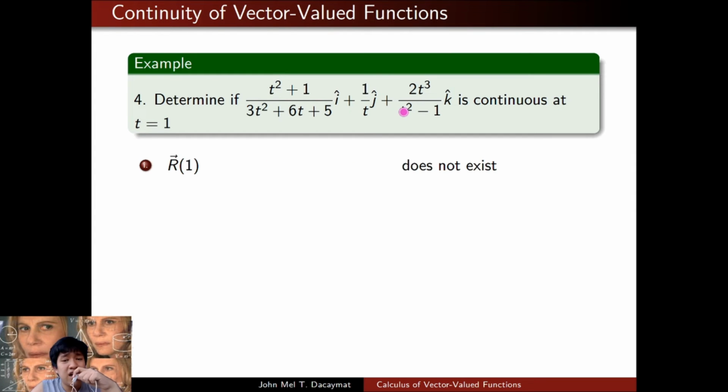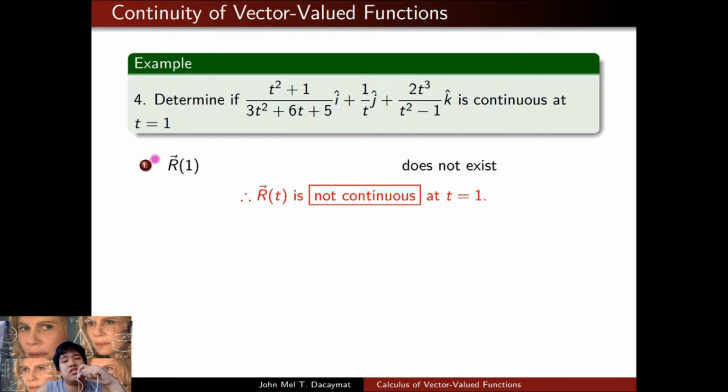So, dyan pa lang, you can already stop. You don't have to check the second condition, the third condition. Function value does not exist. It fails. First condition pa lang, you can already say, hindi siya continuous at t equals 1.